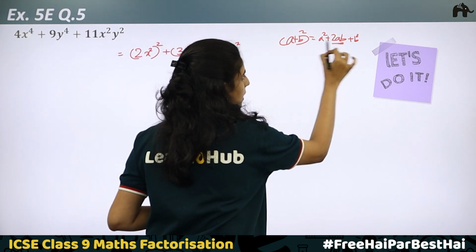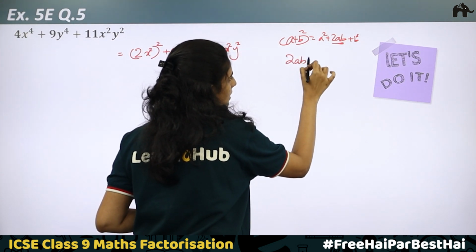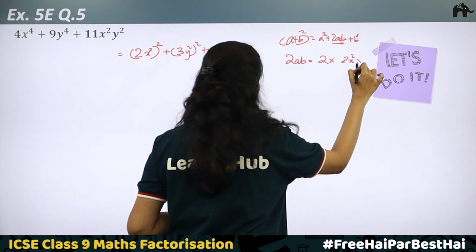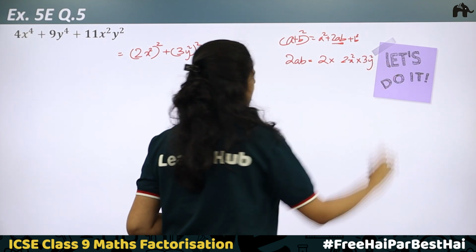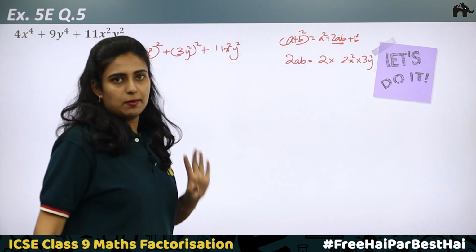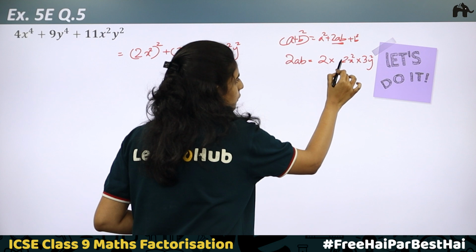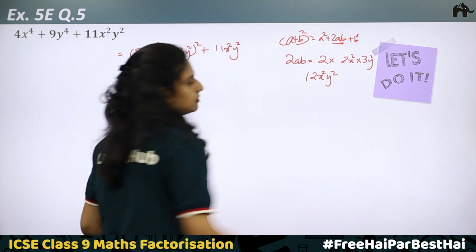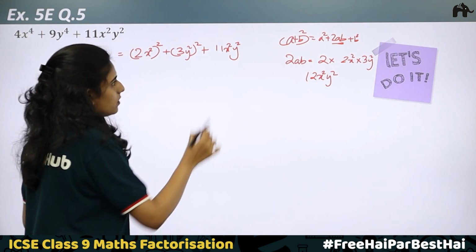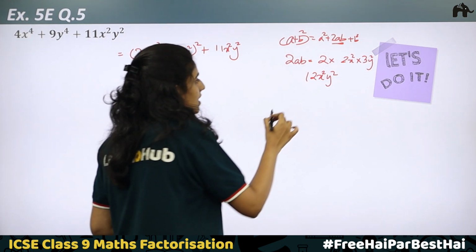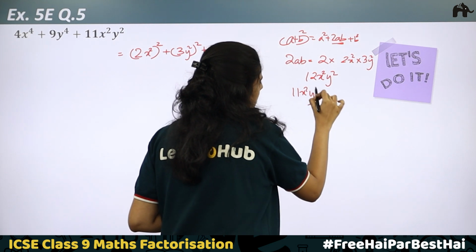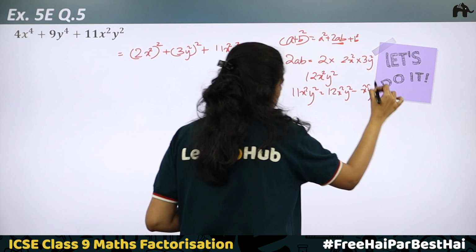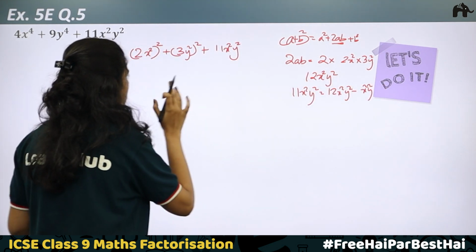What about this 2ab? What will be the 2ab then? 2ab will be equal to 2 into 2x square into 3y square. Okay, this is 2ab. Now, 2 into 2, 4. 4 into 3, 12. You have 12x square y square. We have 11x square y square. 11x square y square can be written as 12x square y square minus x square y square. You should use this logic, only then you will be able to solve this.